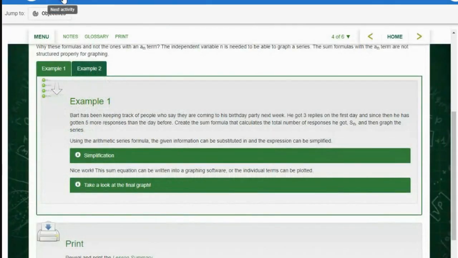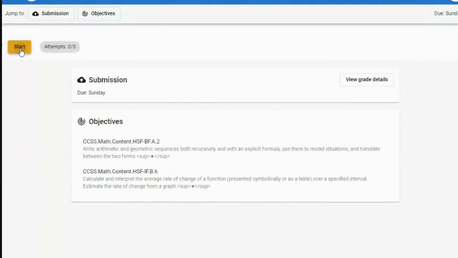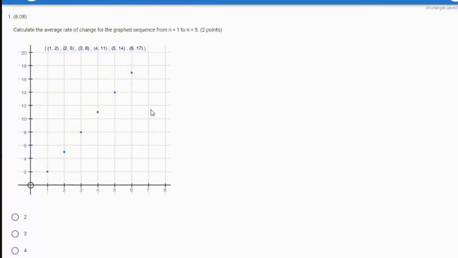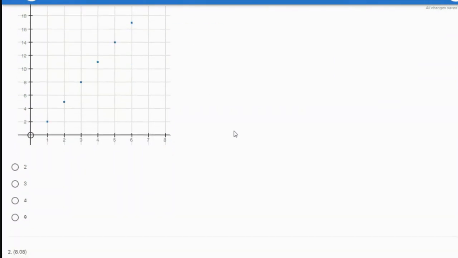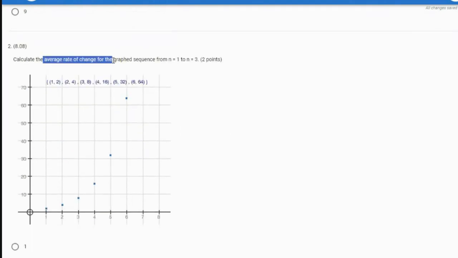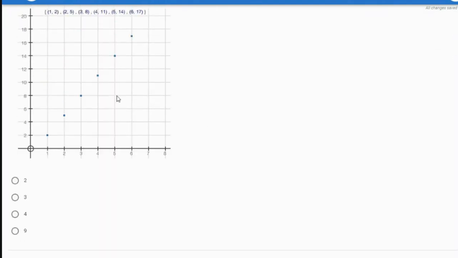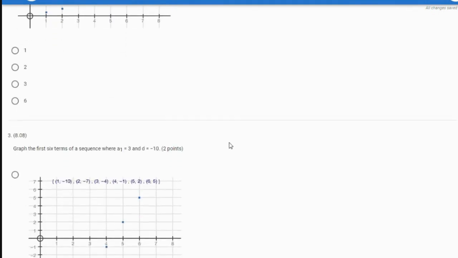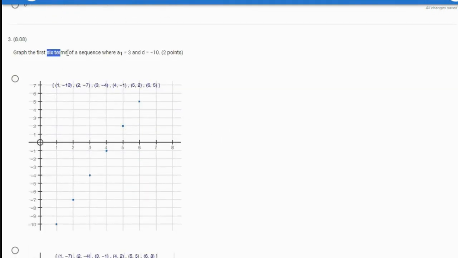So let's look at the lesson that goes with the assignment that goes with this lesson. Oh, look at there. The very first one, calculate the average rate of change. The rate of change. Another average rate of change. This one's arithmetic. This one's geometric. Graph the first 6 terms. They give you the first term and the common difference. So you can do that on Desmos and compare, or you can look at this to see if that is actually correct.